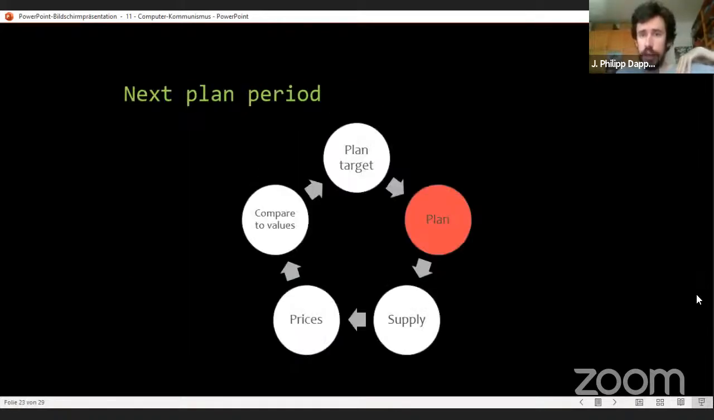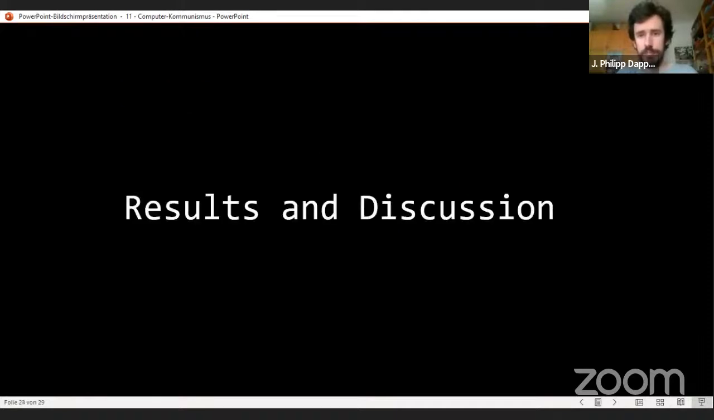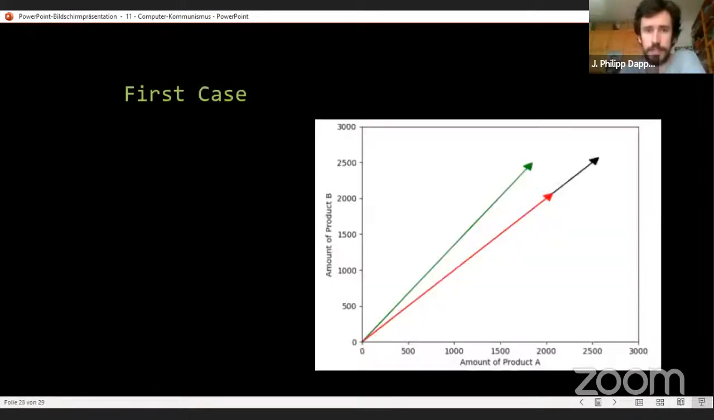Okay. And now you have a new plan target, and the whole cycle starts again. You can again calculate an optimized production plan, but with this new plan target. And then over time, the plan target will always adjust to consumer demand. That's the idea anyway. Okay, I'll now show you some results from my simulation and what I think the relevance of the whole thing is.